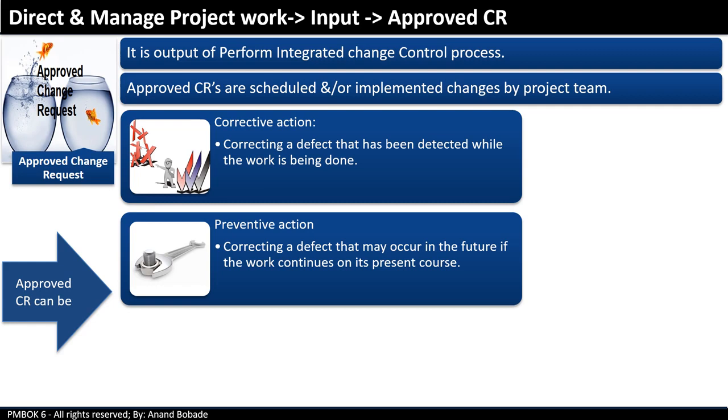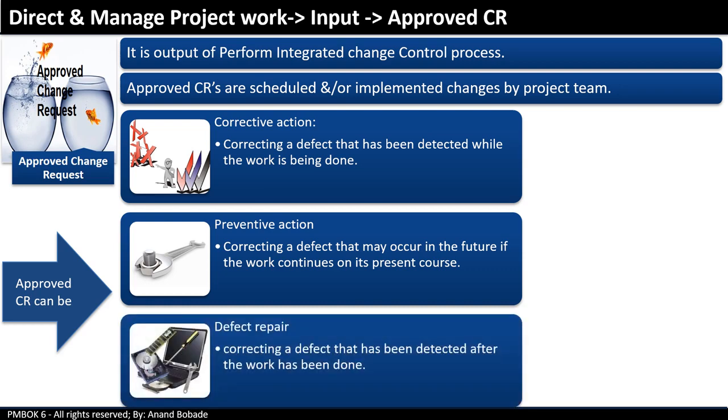For example, you are developing software and you foresee the current architecture will not sustain if users grow after the first year of operations. Defect repair: correcting a defect that has been detected after the work has been done. For example, again in software development, a build is completed by the development team and given to the testing team, and the testing team finds a defect which needs to be fixed.